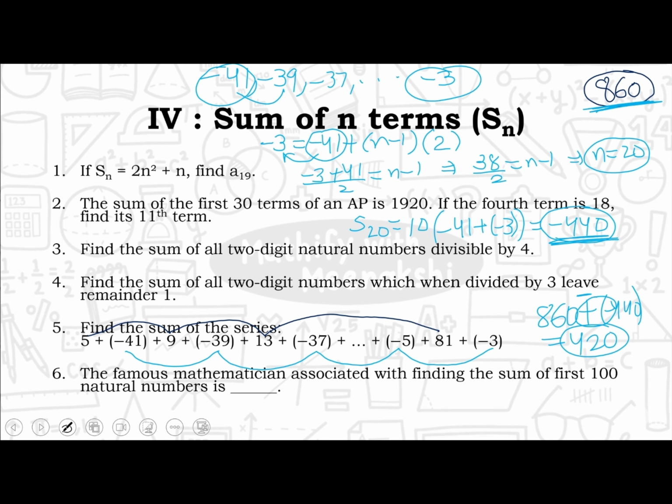Okay. Let's move to the sixth question. It's just an MCQ, although I didn't give you any options. The famous mathematician associated with finding the sum of the first 100 natural numbers. Just learn his name. That's Gauss.